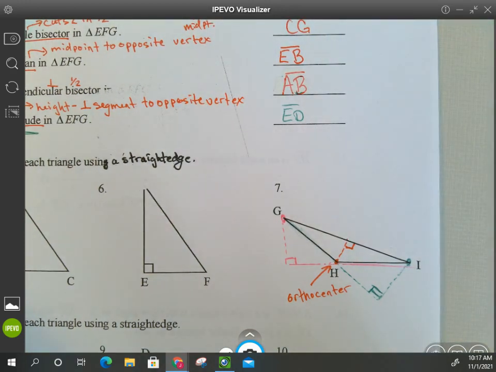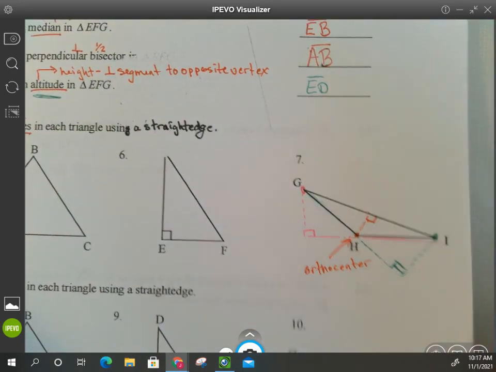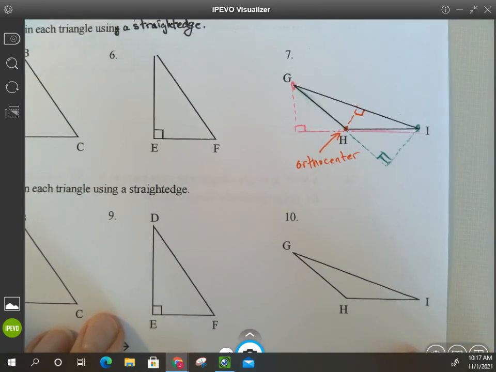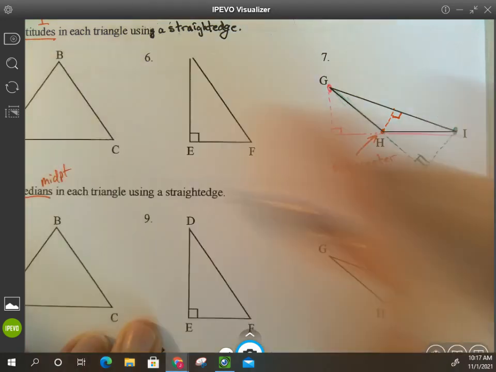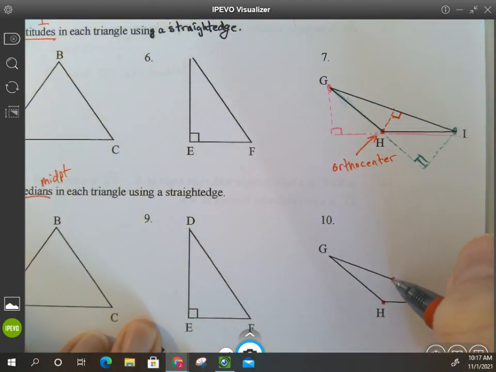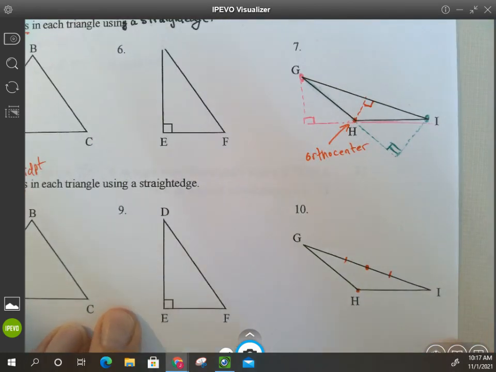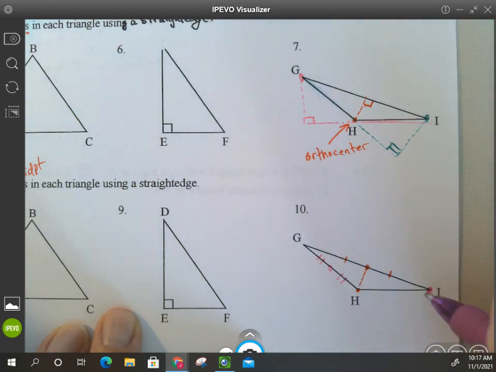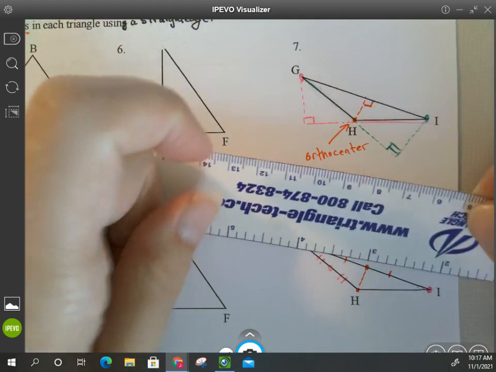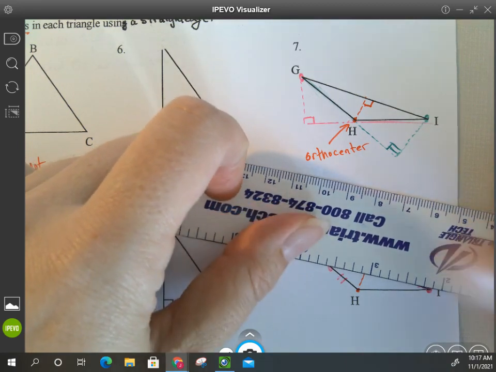All right, now jump down and let's talk about medians. We'll just go ahead and do number 10. Medians go from the midpoints, right? I'm going to go from H to its opposite side. How do I show that this is a midpoint? Mark it congruent like that, and then go ahead and connect it. You can do a solid or a dashed line. Go to another corner, vertex I, and go to another midpoint. Maybe I should use my ruler. Sketch that in the best you can.